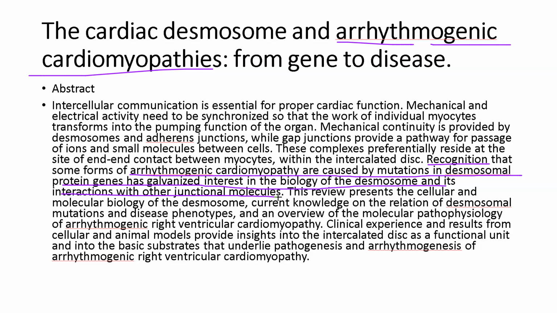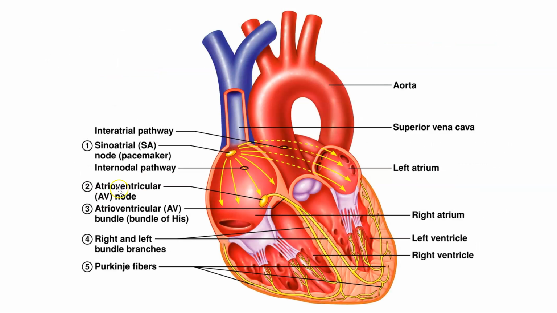So what they're finding is sometimes there are mutations that cause people to have a heart that doesn't beat correctly, and these are literally on the protein level of desmosomes. And so they're researching this to better understand it. And here's just another picture of the conducting system, 1, 2, 3, 4, 5. I would know it in order. I would understand what the goal of this system is.